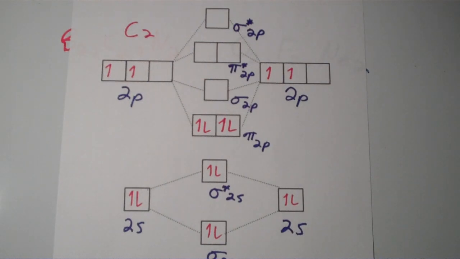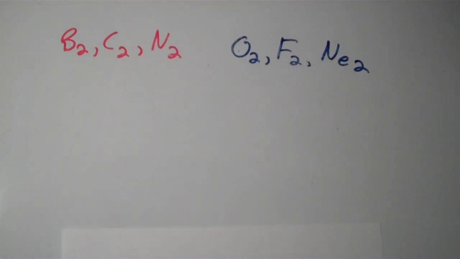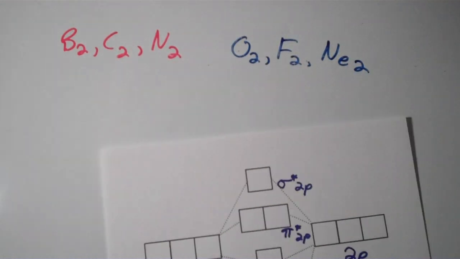Obviously, this energy ordering is going to affect your calculation of bond order. I'm not really going to go over the bond order of all these homonuclear diatomic molecules. I'll just leave that to you to figure out, or I'll touch on them in another video. So we did B2, we did C2. Now let's move on to N2.